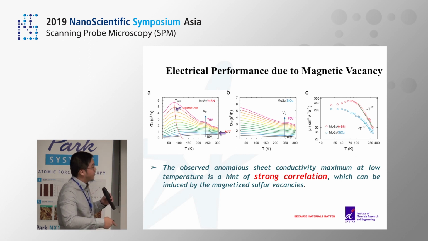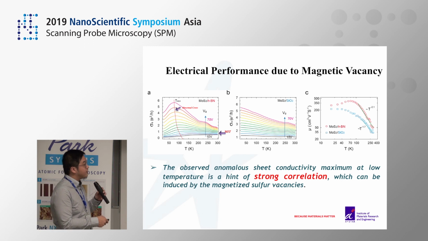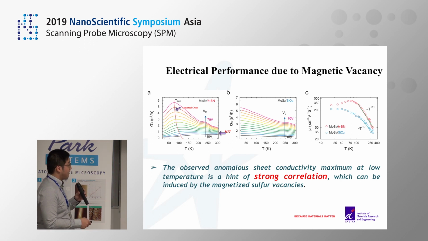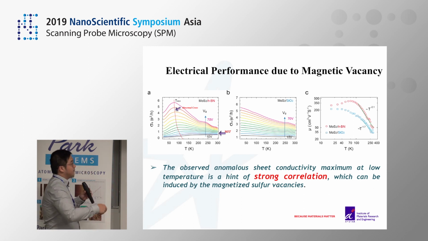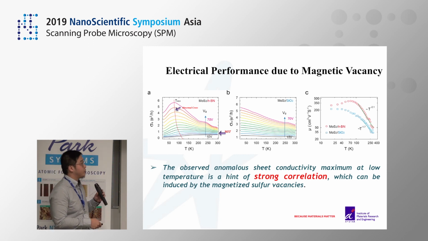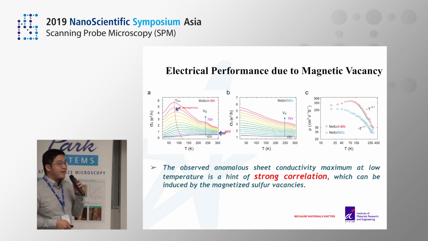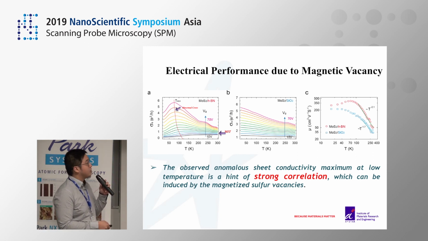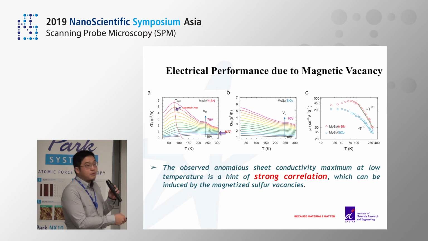The conductivity actually decreases with increased temperature, which shows very clear metallic behavior. And for lower gate, it has insulating behavior. However, for the MoS2 on hexagonal boron nitride sample at low temperature, it shows an anomalous peak in the electrical conductivity, which is a hint of strong correlation at low temperature. At high temperature, the transport is dominated by strong electron-phonon scattering, which is also confirmed by the temperature-dependent mobility behavior.